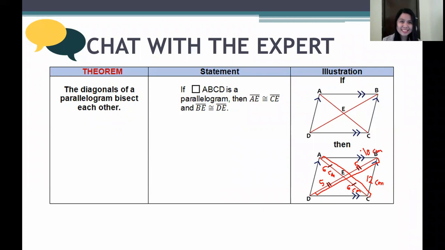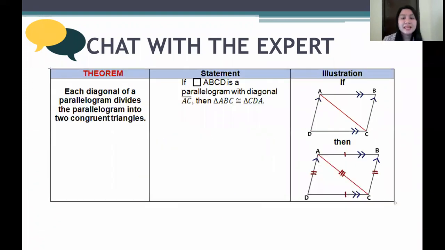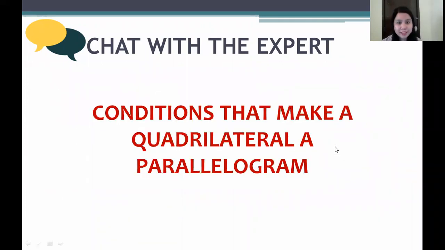Any questions? No questions? Let me go to the next one. Each diagonal of a parallelogram divides the parallelogram into two congruent triangles. So if there is a diagonal here of a parallelogram, then it means that this triangle ABC is congruent to triangle CDA.